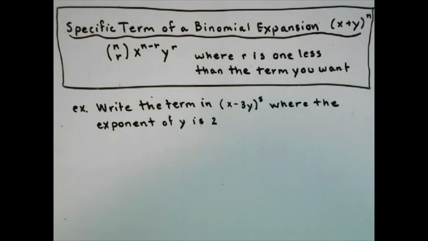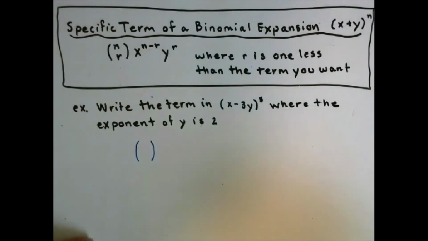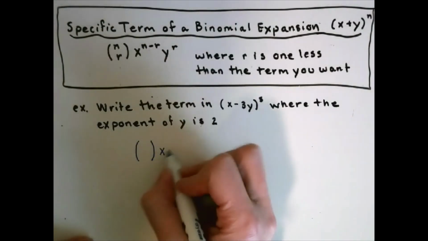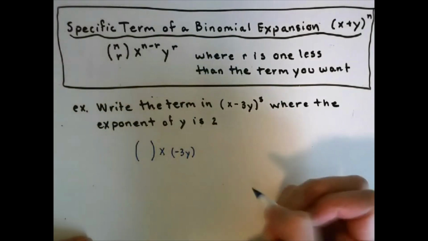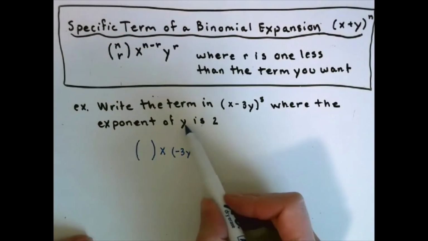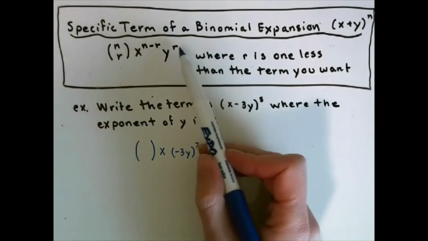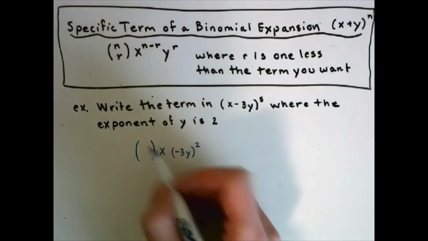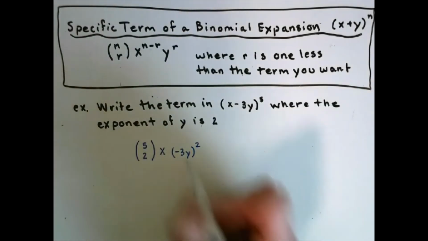So in my last example, we want to write the term in x minus 3y to the 5th, where the exponent of y is 2. Okay, so we're going to kind of work backwards. I'm going to have my combination. I'll fill that in. We're going to have x to something, and I'll leave a little space, and negative 3y to something. We do know that something, though. That's going to be 2. So working backwards, that means my r is 2. My power is 5, so that's going to be 5 choose 2.